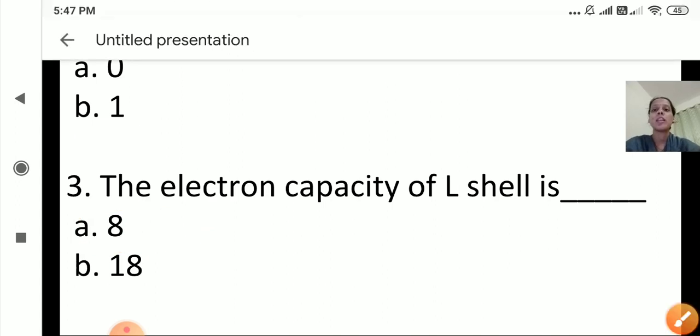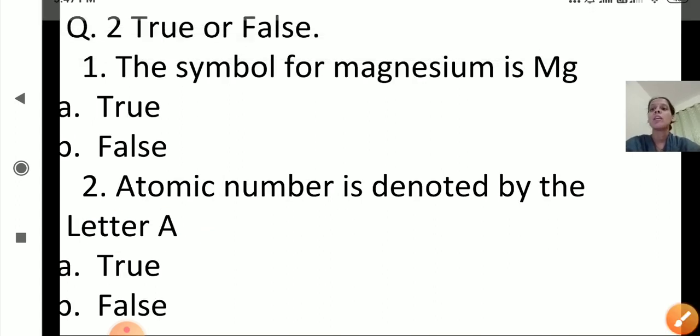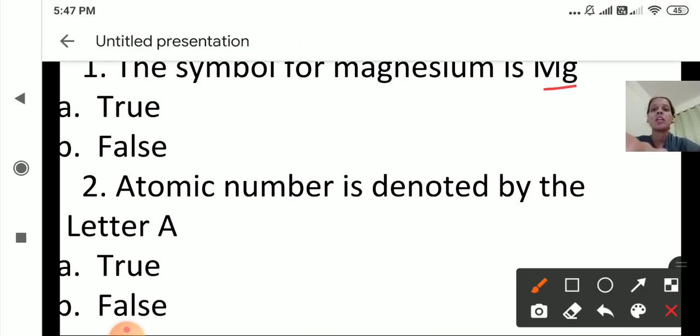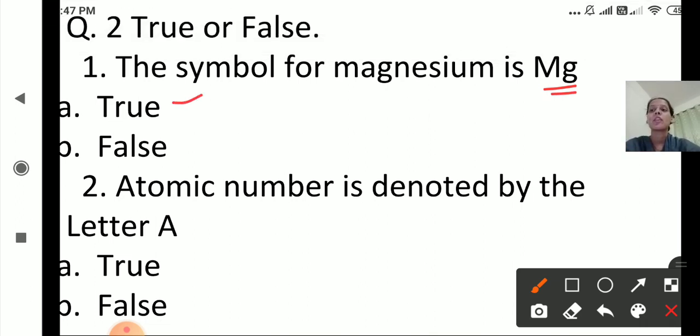Now we'll move to the next question, that is true or false. The first one in true or false: the symbol for magnesium is Mg. A, true; B, false. Is the statement correct or is it wrong? Read it once again. The symbol for magnesium is Mg. So the statement is correct. What is the symbol for magnesium? That is Mg, correct? So this is true. So you will click on the correct option, that is A, true.